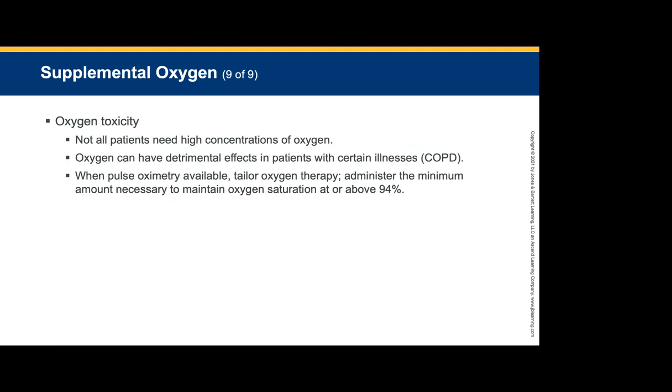Not all patients need high concentrations of O2. We talked about that. When the pulse oximeter is available, tailor oxygen therapy. Make sure oxygen saturation stays above 94. The International Liaison Committee on Resuscitation guidelines, published by the American Heart Association, recognize there may be negative effects of oxygen toxicity and recommend that oxygen be administered to patients experiencing signs of myocardial infarction or heart failure when room air oxygen saturations are less than 94.